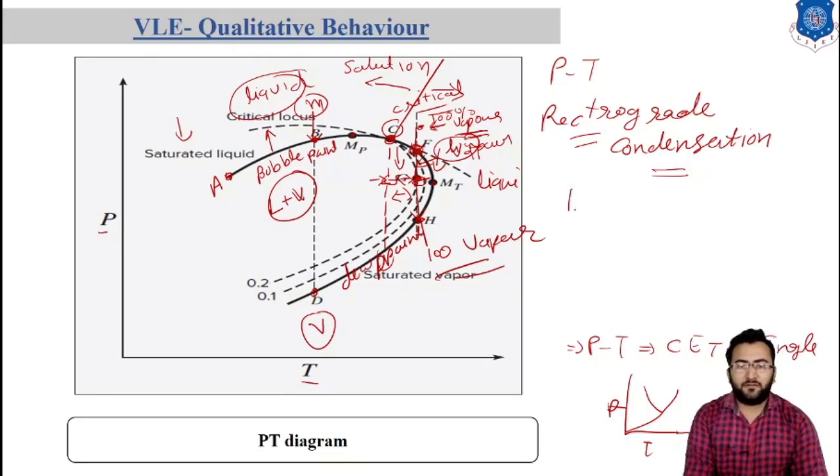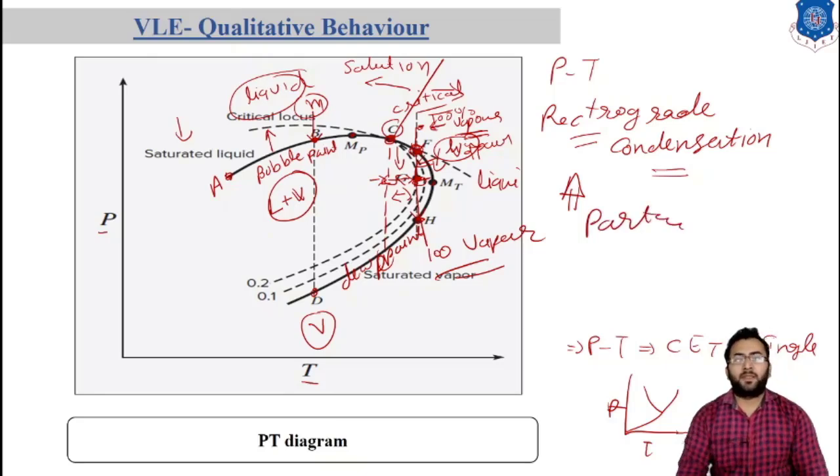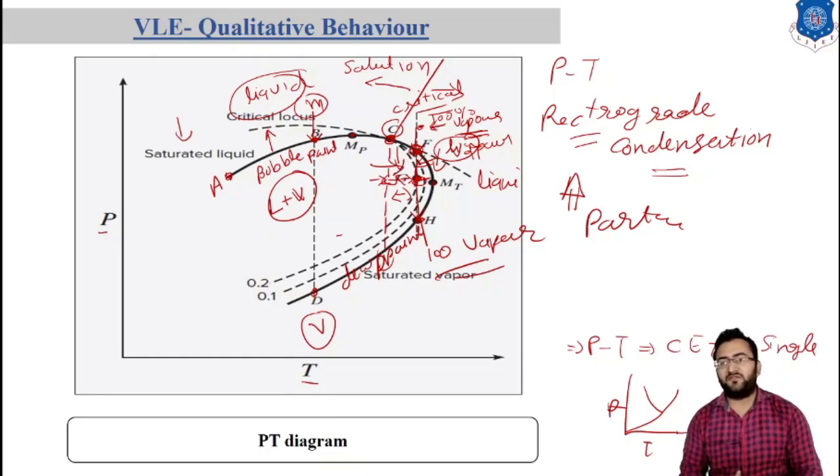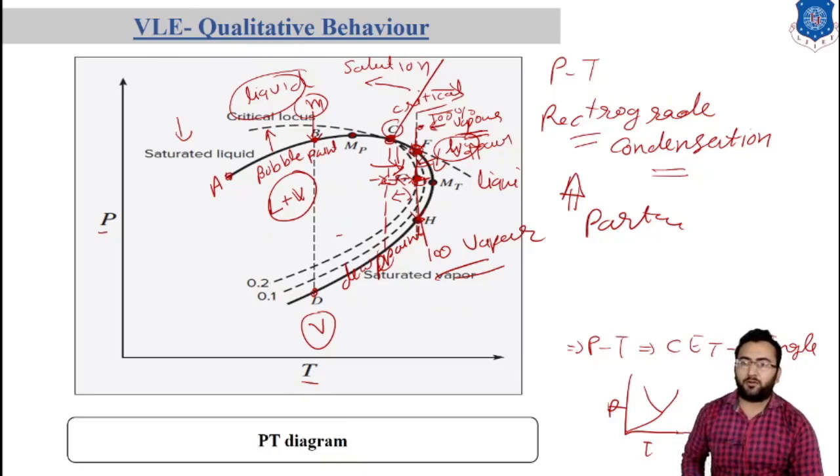The application of retrograde condensation is in the petroleum industry, where petroleum is in the earth's crust. There it is at higher temperature and higher pressure, or we can say above the critical temperature and above the critical pressure. So in the earth's crust, the situation is like this critical region. If we want to remove the petroleum from the earth's crust, then we have to maintain the pressure where we can get liquefied petroleum. So this is all about retrograde condensation.